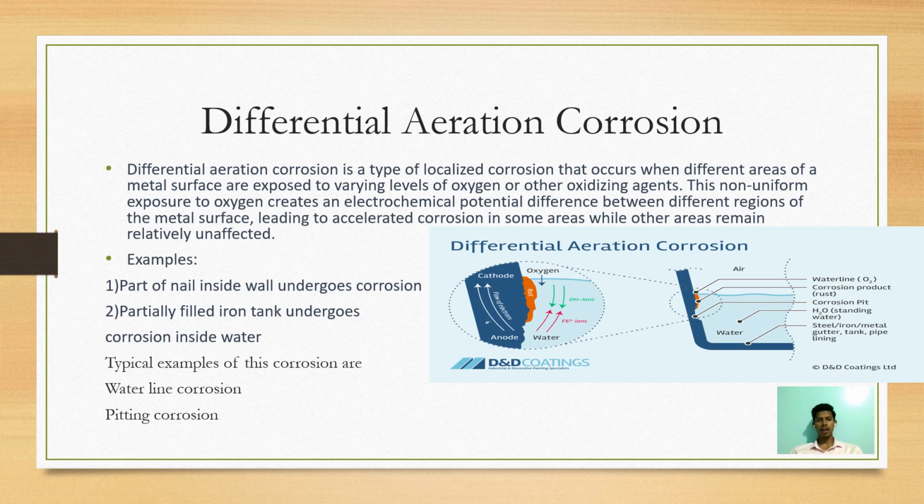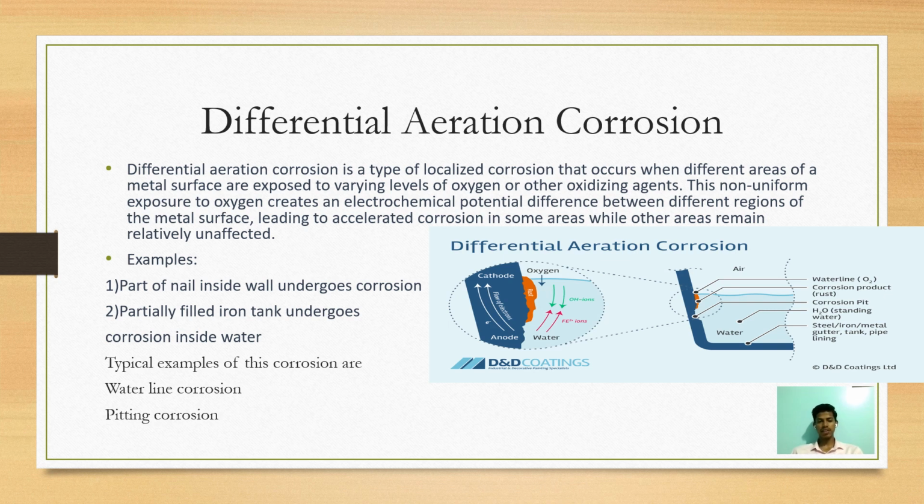So, coming to the second type of corrosion, differential aeration corrosion. It is a type of corrosion that occurs when different areas of metal surfaces are exposed to varying levels of oxygen or other oxidizing agents. This non-uniform exposure to oxygen creates an electrochemical potential difference between different regions of metal surfaces, leading to accelerated corrosion in some areas while other areas remain relatively unaffected.